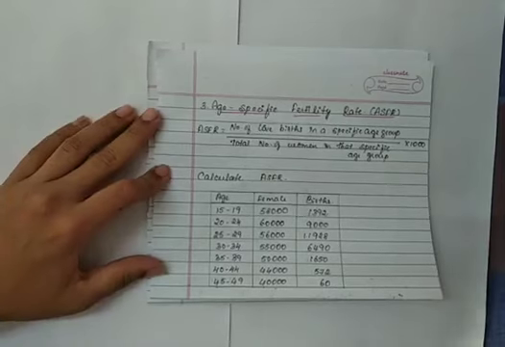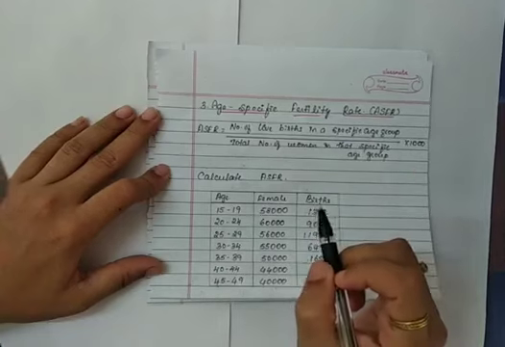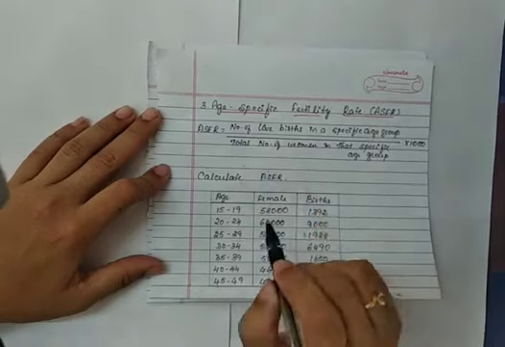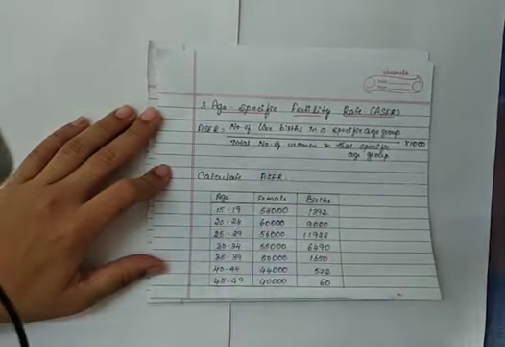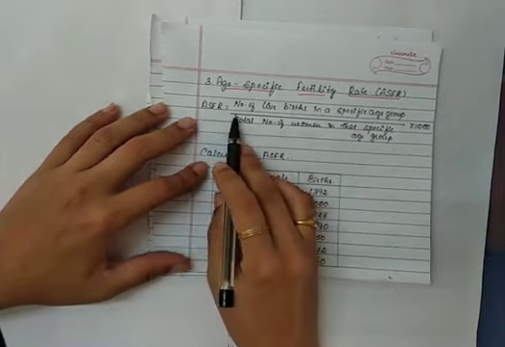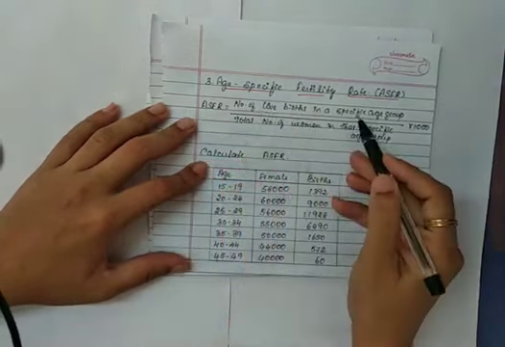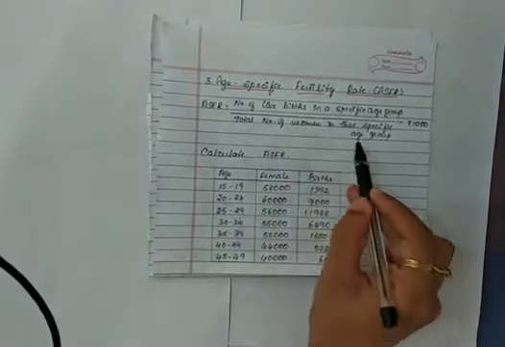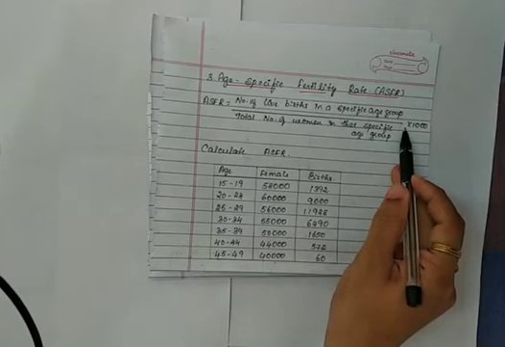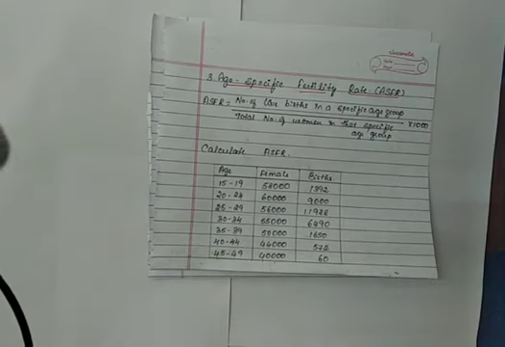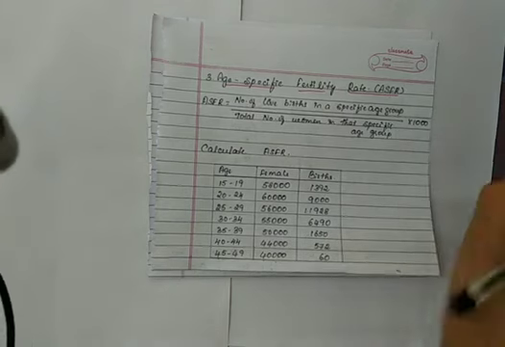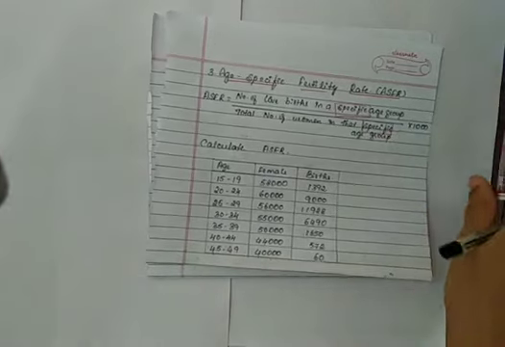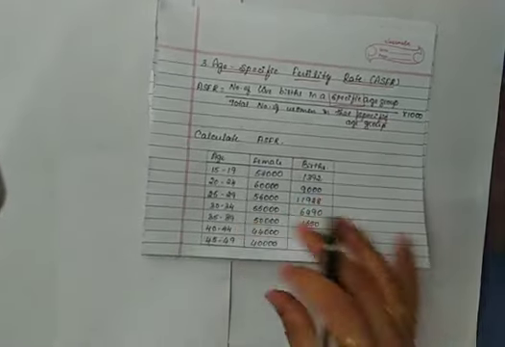So now the next one is age specific fertility rate, isn't it? And this is the third one. The formula for calculating ASFR, that is age specific fertility rate, is ASFR is equal to number of live births in a specific age group divided by total number of women in that specific age group into 1000. It is similar to the previous one, but here it is mentioned as specific age group.